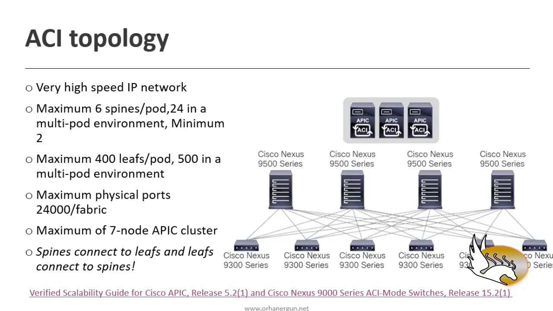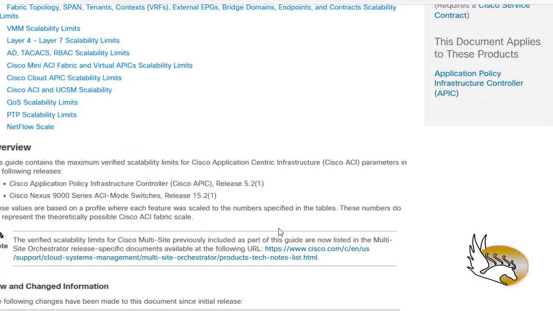So that's going to be 1 or 3 or 5 or 7 for each cluster. Again, I'm going to speak about the cluster later, but let's say that we have APICs configured in a cluster. We can have up to 7 APICs, and normally you can have at least 3 of them. And also, like I said, the design is in a way that leaves only connect to spines, and spines only connect to leaves.